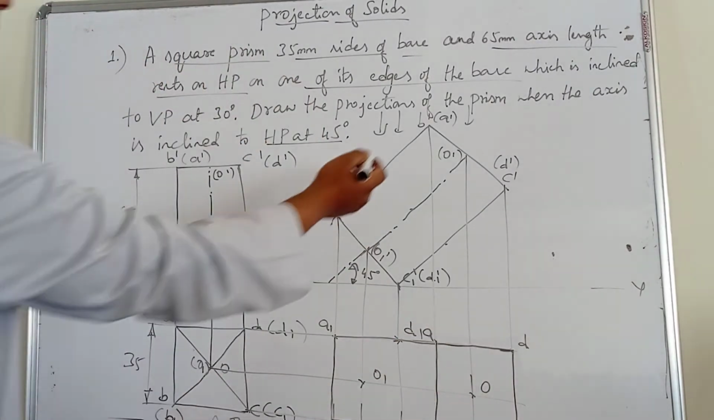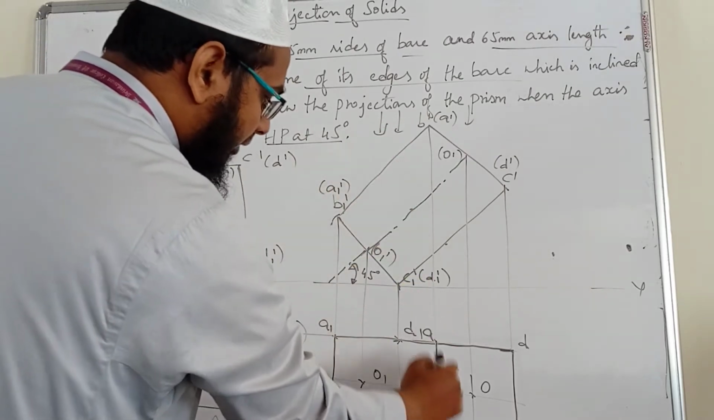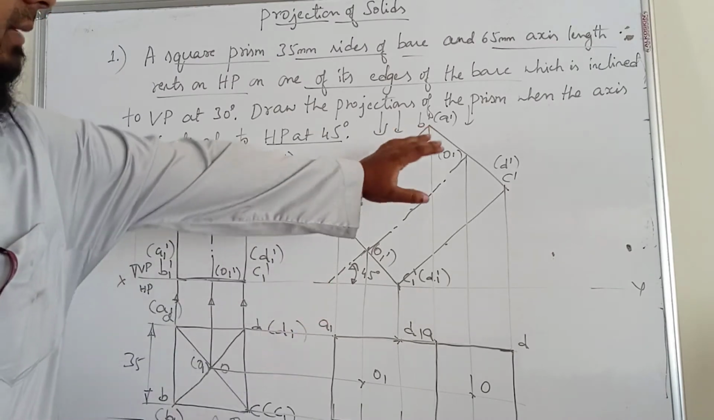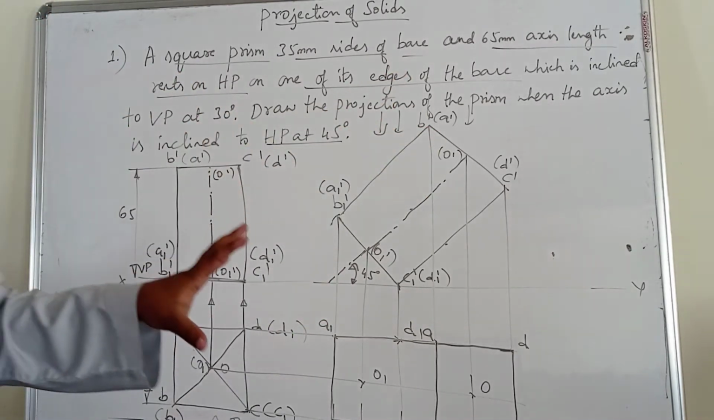Similarly, you can see that this edge B dash A dash, B1 A1, is also visible. It is already written as a continuous line. That's the second step: writing the visible faces and visible edges. Now the third step is writing the hidden faces and hidden edges.